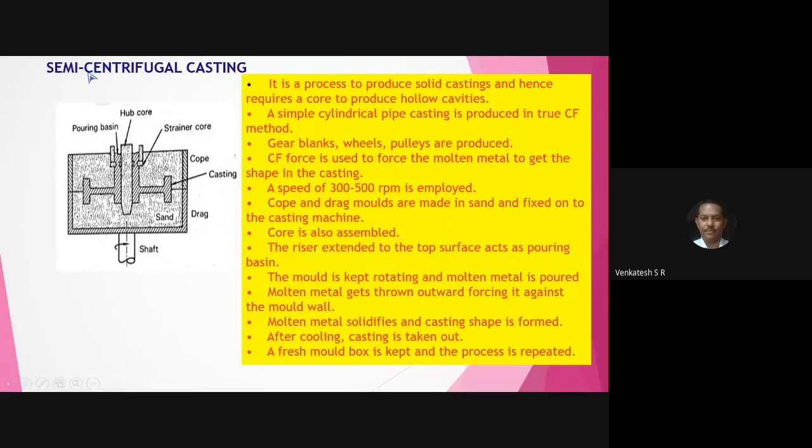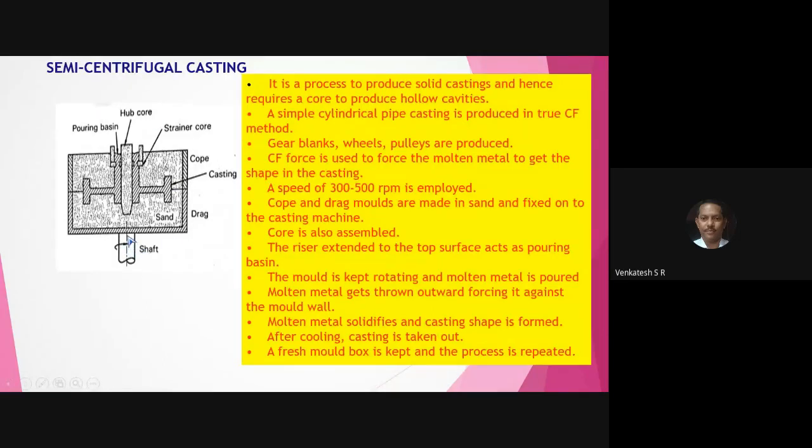Next, write down semi-centrifugal casting process. In this process, a speed of 300 to 500 rpm is used, and the bottom of the mold box is connected to the shaft, and the shaft is connected to the motor. This is particularly suitable for gear blanks, railway locomotive wheels, and pulleys.